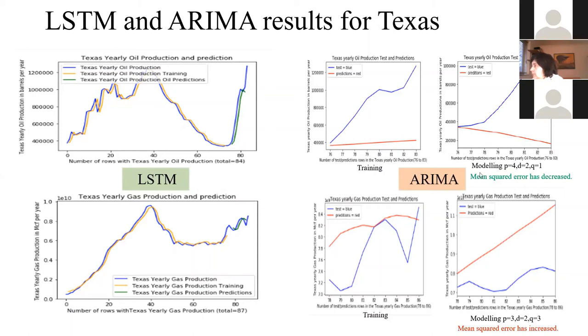After modeling with P4, D2, Q1, the mean squared error has decreased, but it doesn't follow the real data.